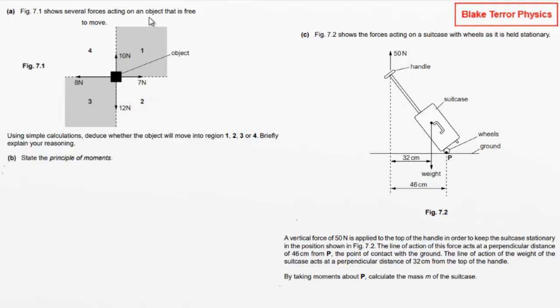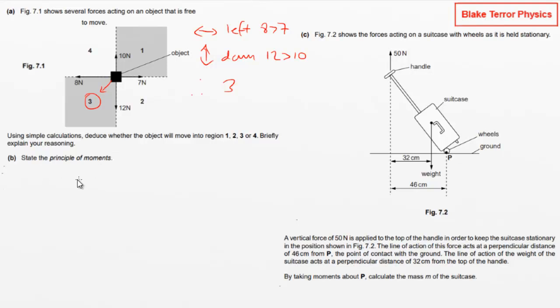We've got several forces acting on an object that's free to move. So we've got this square which has got 4 forces pulling it in different directions. Using simple calculations, deduce whether the object will move into region 1, 2, 3 or 4. Oh, it's obviously going to move into 3, so we need to say why. So we can say, well, horizontally, it will move to the left because 8 is greater than 7, and vertically it will move down because 12 is greater than 10. So we're just resolving horizontally and vertically. And then we can say, well, therefore, it's going to move down and left, which is towards 3.